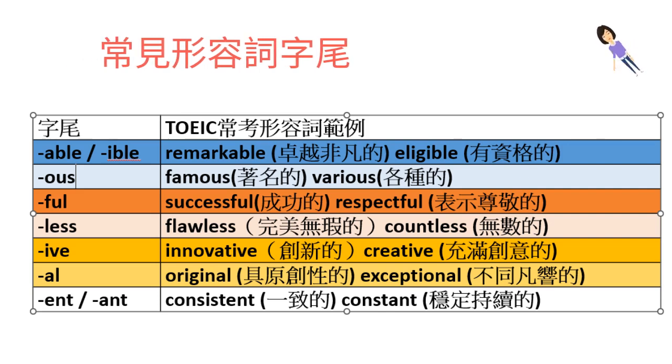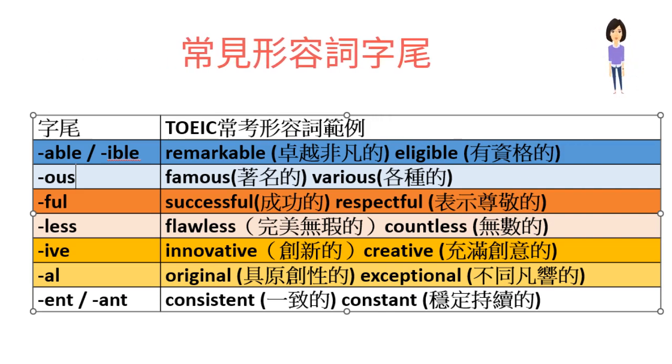Ful. Examples: successful means having achieved goals, respectful means showing respect. Less. Examples: flawless means without any mistakes. Countless means too many to count. Ive. Examples: innovative means showing new ideas, creative means full of imagination. Al. Examples: original means not copied, exceptional means better than usual.